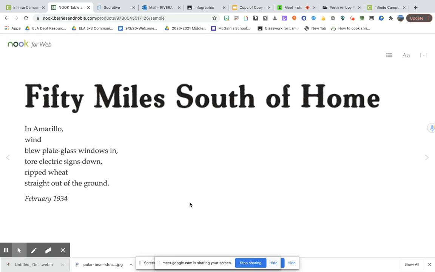Okay, so this is basically telling you about not only does this area have drought, they also have tornadoes. So basically, she's telling a story about how 50 miles away from her house, tornadoes basically destroyed a bunch of stores and ripped the lights and stuff down.